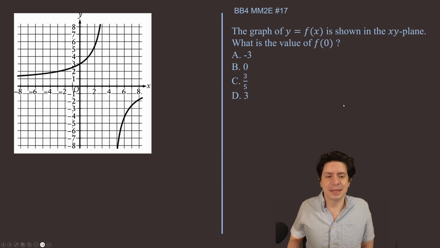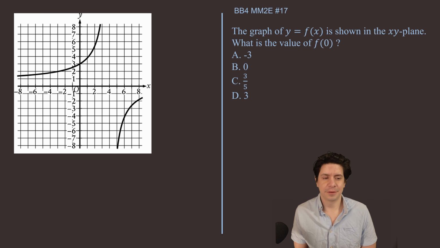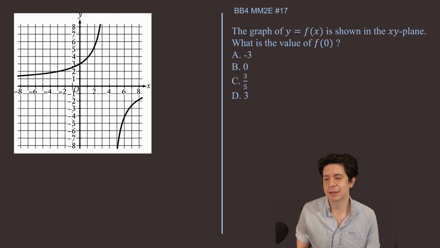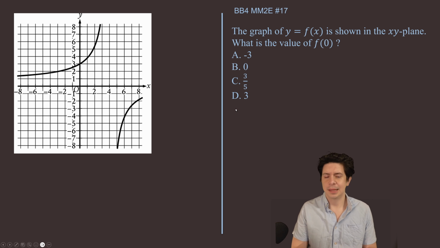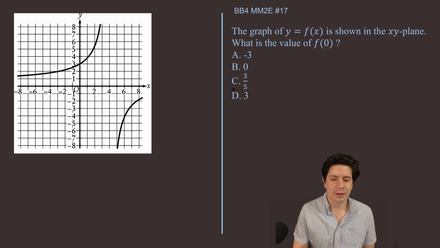And we have this, okay, so this is a nonlinear function equation. The graph of y equals f of x is shown in the xy plane. What is the value of f of 0? So what is it when x equals 0? It is 3, and that is all for this one. Again, reading graphs carefully can take you a long way on the SAT.